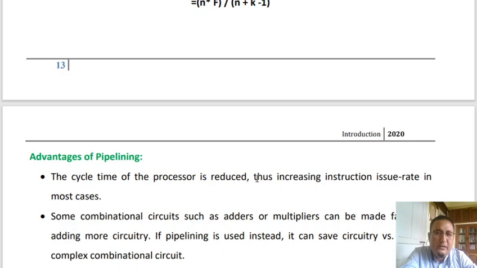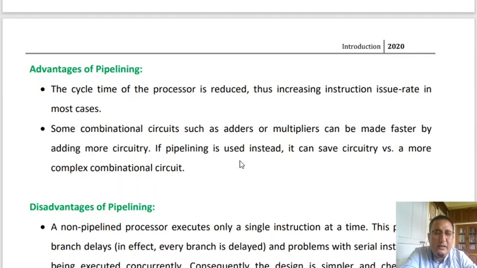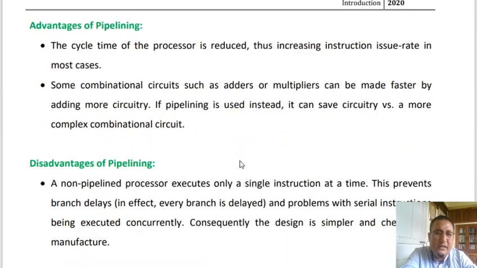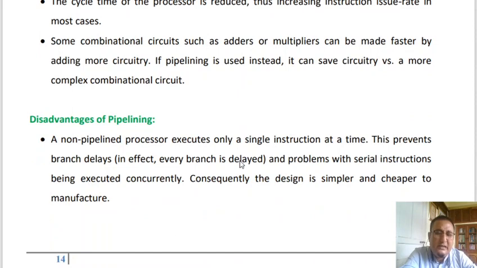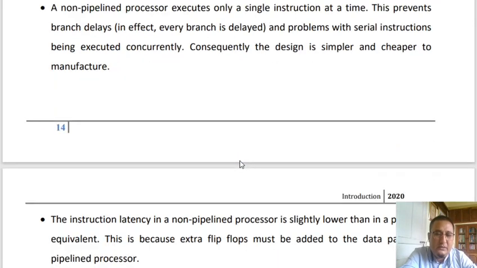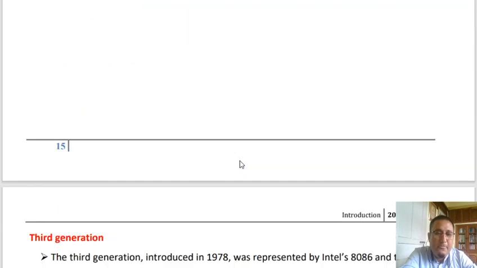Now, there are a few notable advantages of pipelining. That is, it increases the instruction throughput. It reduces the cycle time of the processor, and so on and so forth. So you can go through the advantages and disadvantages of pipelining. Here, the disadvantages basically discuss what the consequences are if you do not follow any pipelining architecture. So you can go through it.